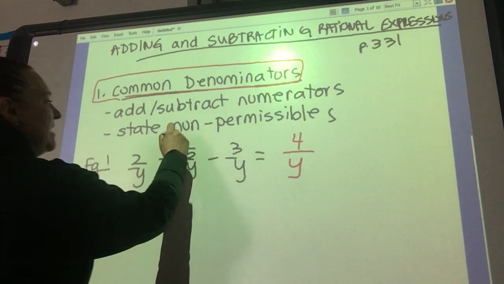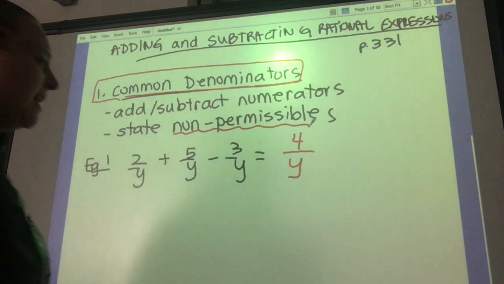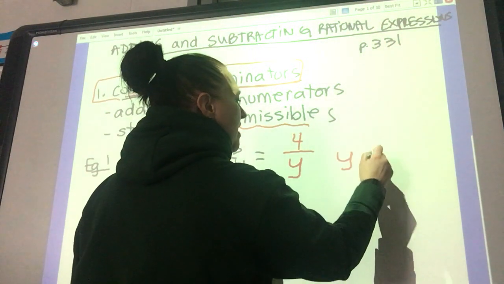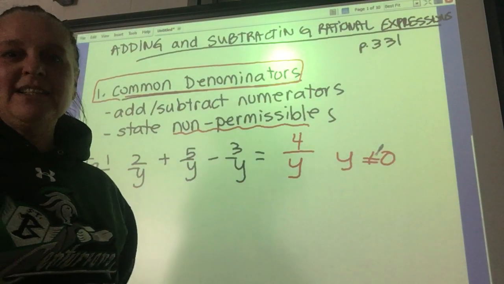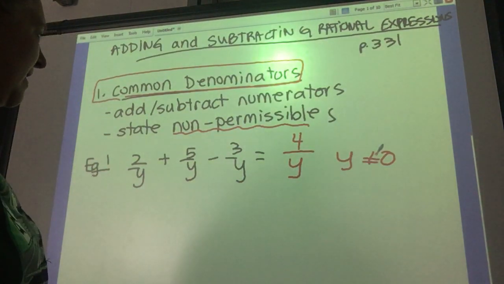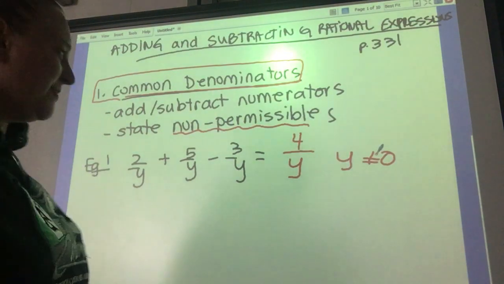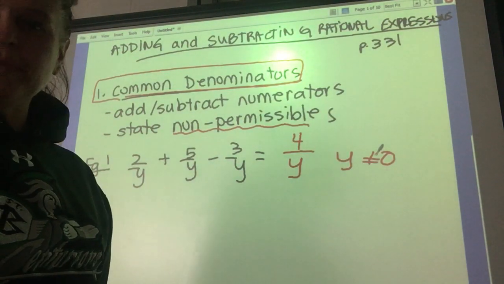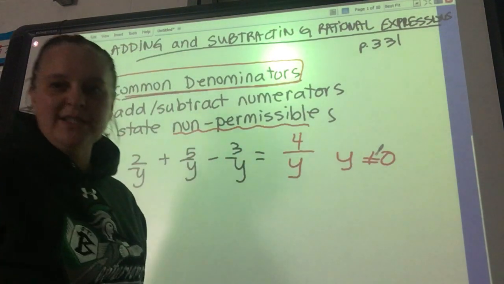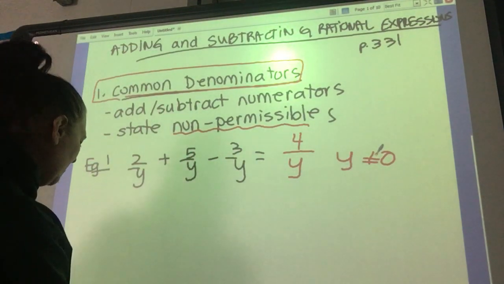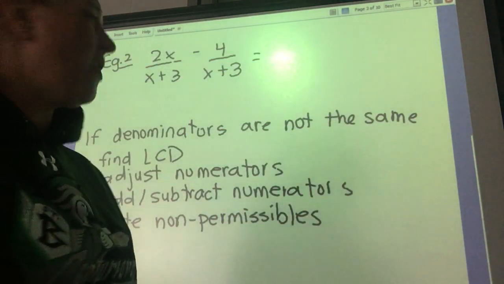But we did learn last lesson about how to do non-permissibles. So after you've added or subtracted, then you just state your non-permissible: y cannot equal 0. So if you understand that lesson, that example, that's pretty easy. But unfortunately, the rest of our examples don't have a common denominator. So we're going to have some pre-steps to get a common denominator, but once we get to this step, you just add, subtract the numerators, state non-permissibles. That easy.